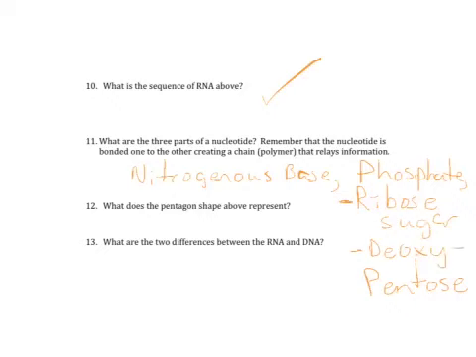What does the pentagon shape above represent? It was that pentose, that ribose sugar, that pentagon shape that's part or half of the sugar phosphate backbone of DNA or RNA. What are the two differences between RNA and DNA? We already discussed it earlier, and that is that oxygen in that 2' position, and the fact that you have uracil in RNA, or in DNA you have thymine. All right, hope you got that.